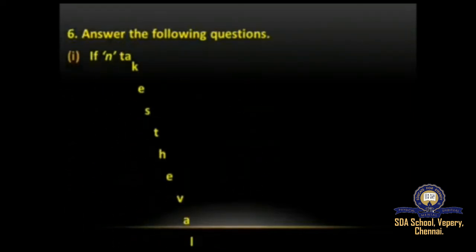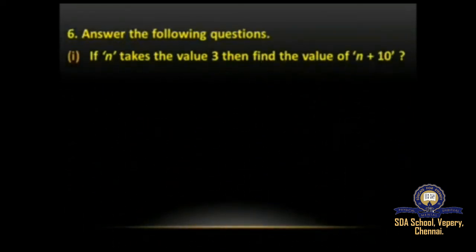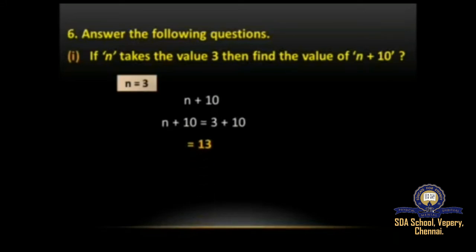Answer the following questions. So the first one is, if n takes the value 3, find the value of n plus 10. So what is the value of n? It is 3. Okay, now you're going to find the value of n plus 10. So in the place of n, you will be substituting the value 3. Okay, so when you add 3 plus 10, the answer you get will be 13. So therefore, n plus 10 is equal to 13. Got it, students? It's very simple. You're just going to substitute the value of n in the question. Okay, so by adding n plus 10, you'll be getting 13. That is 3 plus 10 is equal to 13.